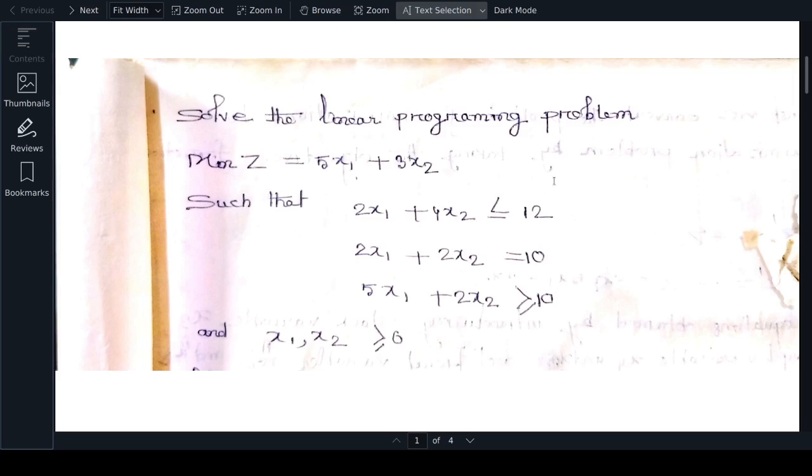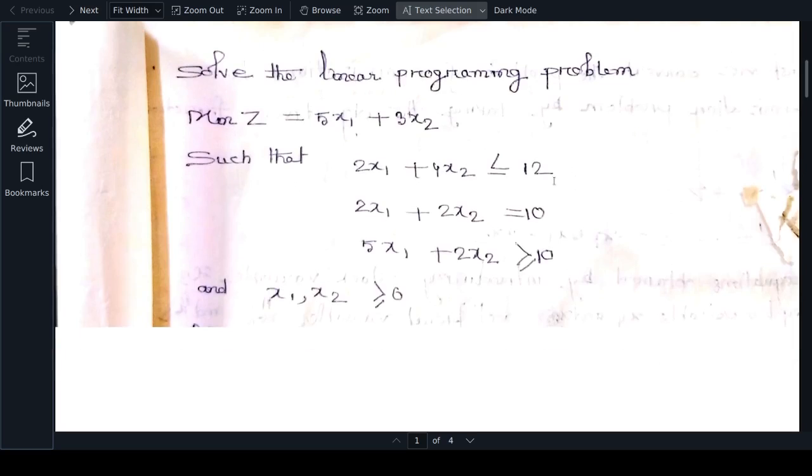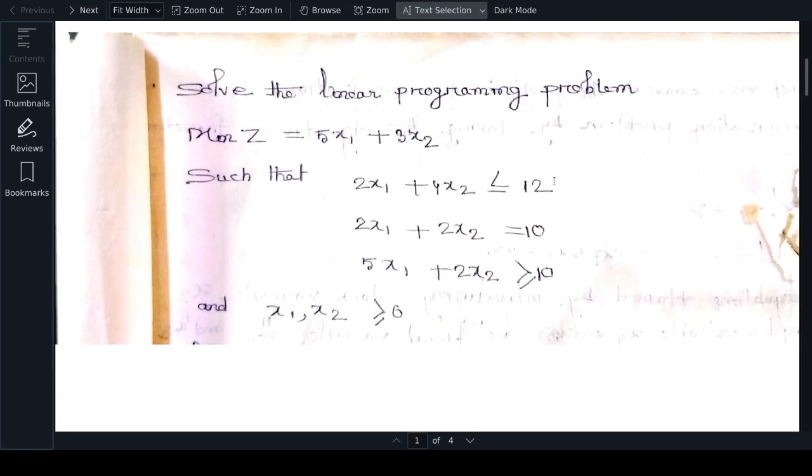Next you see the constraint contains inequality symbols, which are what? Less than or equal to, equal to, greater than or equal to. So the first constraint is less than or equal to. So for the first constraint we use which variable? Slack variable. Okay. So for the second constraint we use which variable?